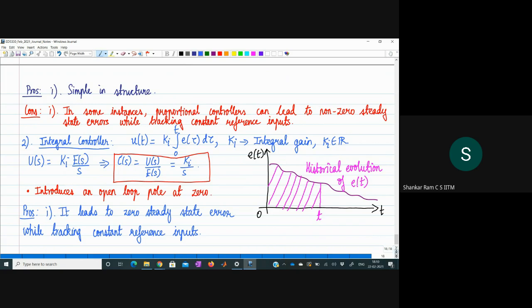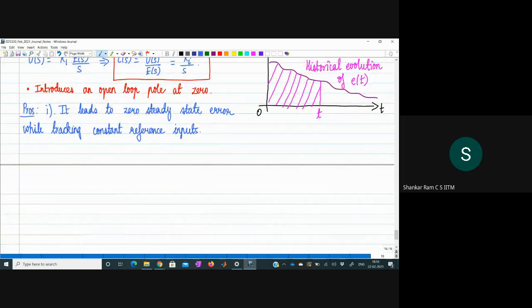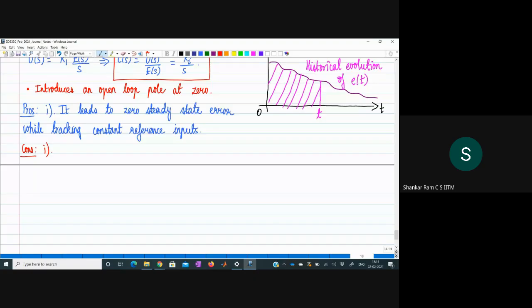Okay, so that's what we should remember about the integral controller. But what is the con? Well, of course, there are going to be limitations. One thing with integral control is that, please note, as time progresses, as we keep moving forward in time, the errors are going to keep on accumulating, are they not? Even if we consider the curve that we have looked at.